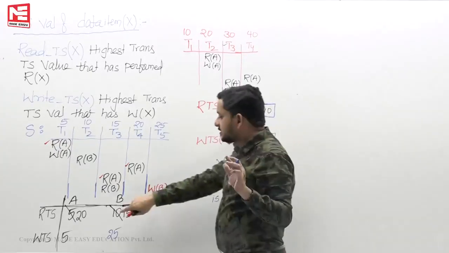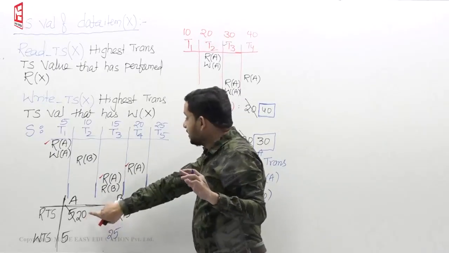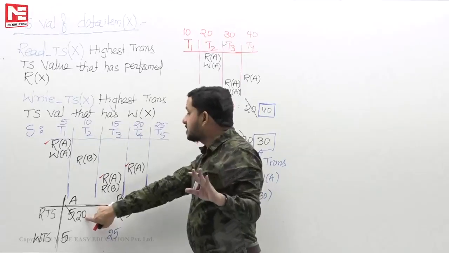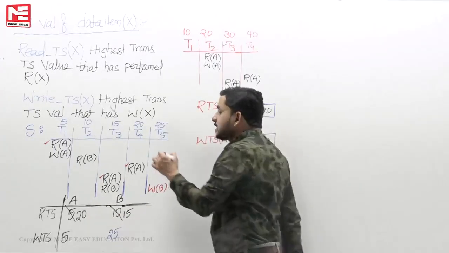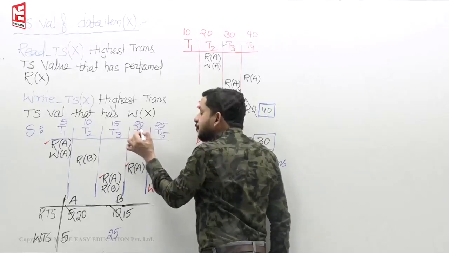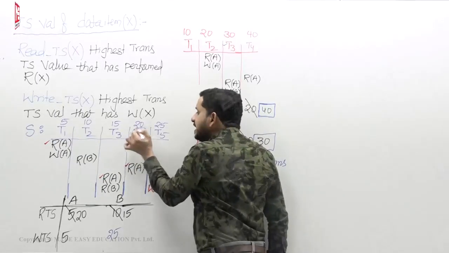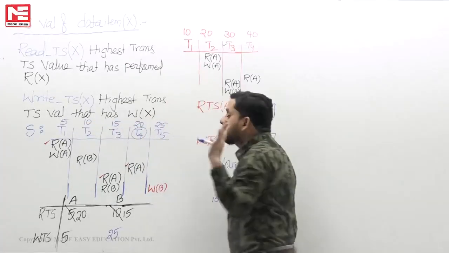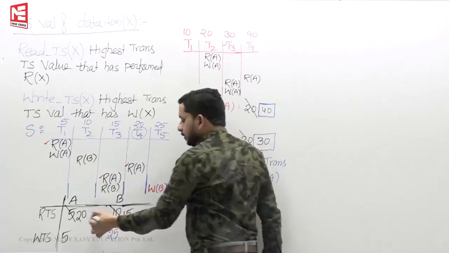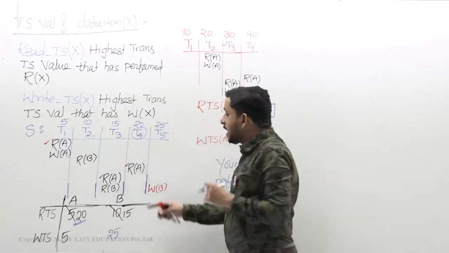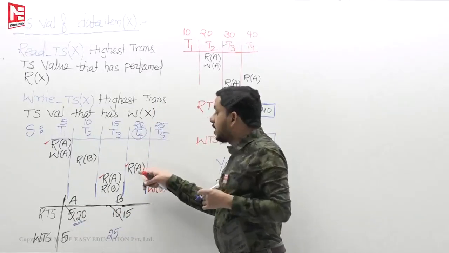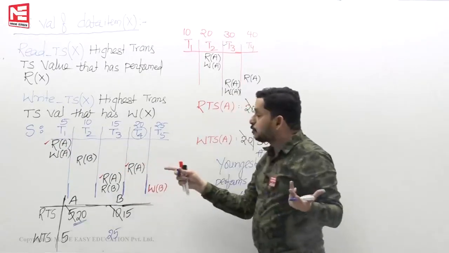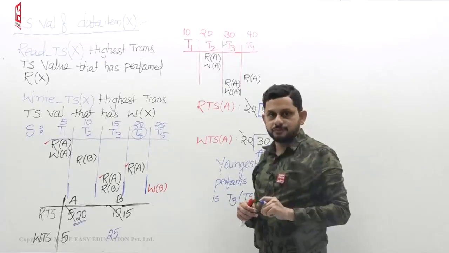Okay, so see, read timestamp value of A is 20. The youngest transaction that has done read of A is the transaction with timestamp value 20. So the transaction with timestamp value 20 is T4. T4 is the youngest transaction among all the transactions that did read of A successfully. T1 reads, T4 reads, T3 reads. Out of those three, the younger one is T4.